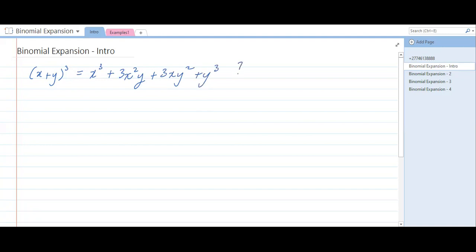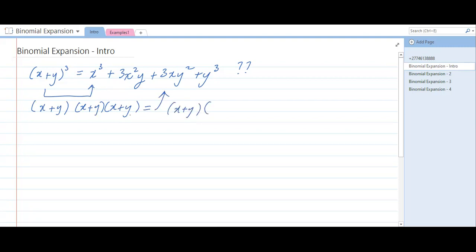Now, how did they get this? Sometimes when the teacher writes this, you as a learner get astonished and you wonder how. So let us answer this question. How can we go straight from here to there, instead of doing x plus y into x plus y into x plus y? The result of this is basically the same as this. So let us just do it.